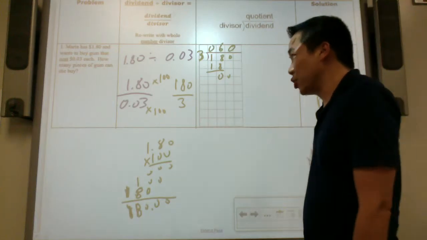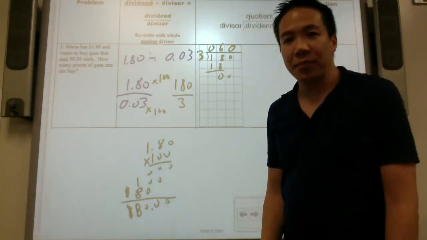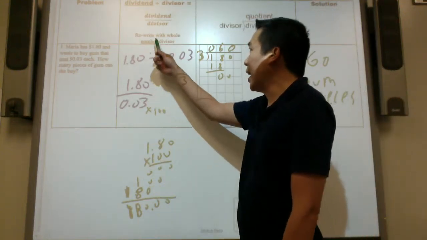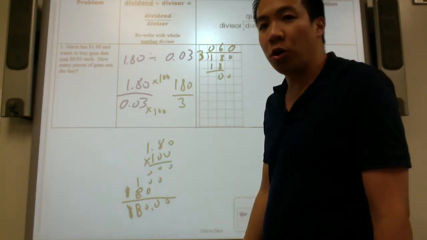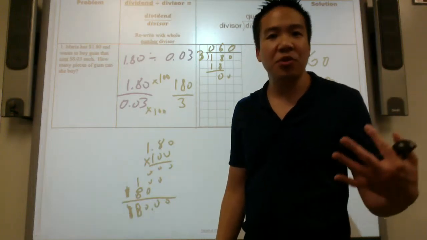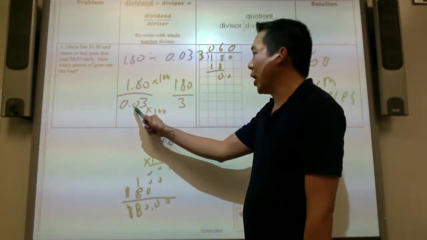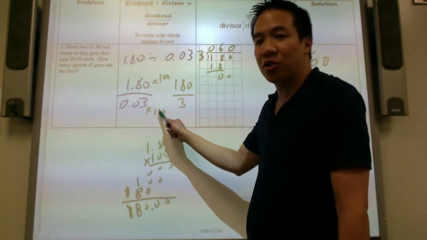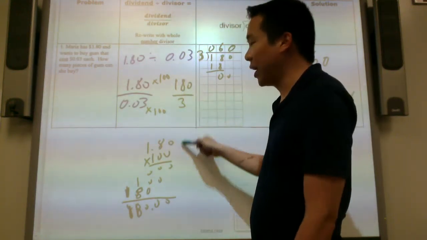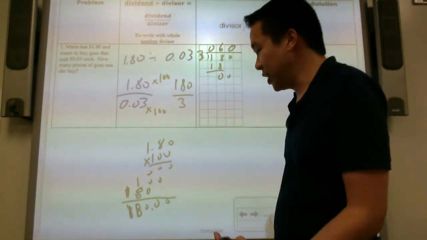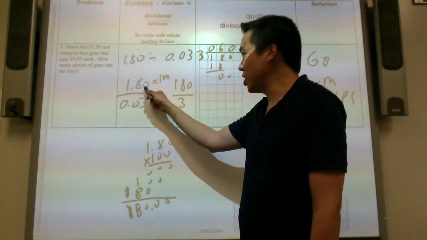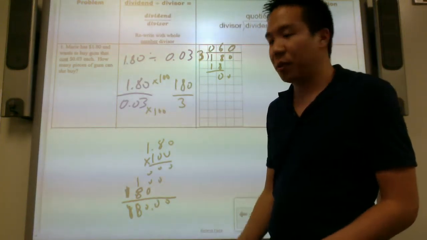So again, what did I do? I set it up as a division problem. Then I wrote it as a fractional problem, as a rational number. Then I rewrote the divisor as a whole number, because would I rather work with whole numbers than decimals? I would. So I figured out what power of 10 I can multiply by. This is in the hundredths place, so I multiply both numbers by 100. I get 180 over 3. Some people teach it as shift the decimal point 2 places to the right, shift this 2 places to the right, and you have a whole number.